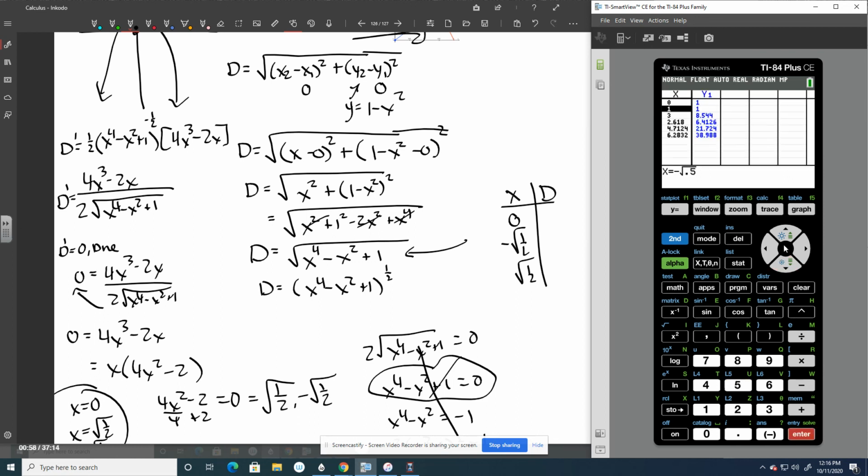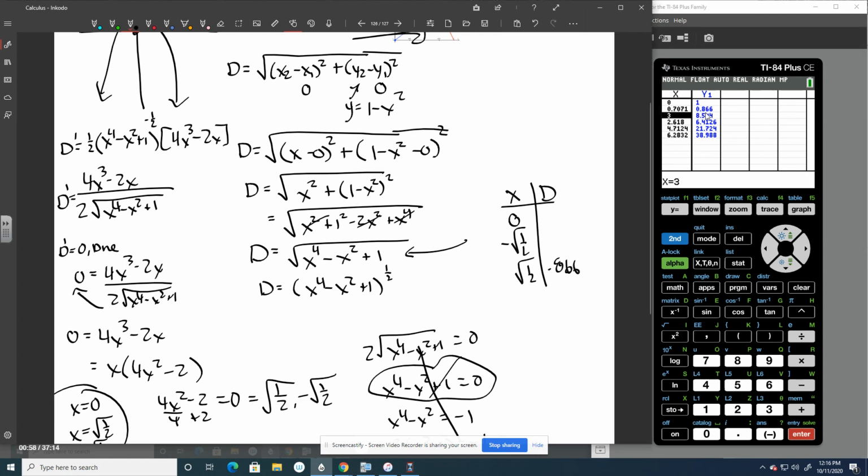Whoops. Why won't it let me plug in? Oh, I guess that gives me a negative value. So that one we're not going to have to worry about. Whoops, second table. So let's just plug in the square root of 0.5. Square root of 0.5 is 0.866. Okay. So let's see. This gives me 0.866. 0 gave me 1.